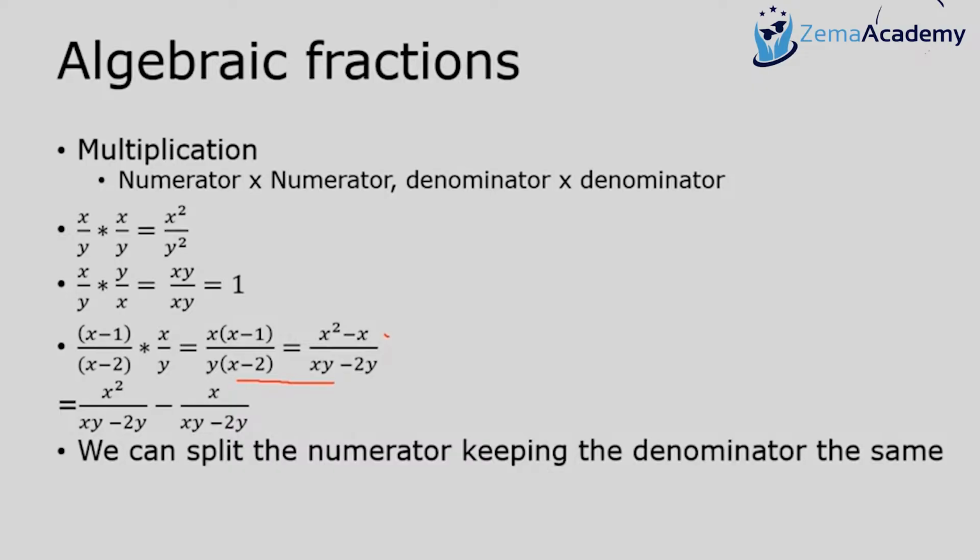We can split the numerator, keeping the denominator the same. It doesn't change the meaning of that information, and if you doubt that, put some numbers in there. Put numbers into x and y and see what happens. But one thing we can't do is ever split the denominator. So make sure you can realize that you can split that numerator up.